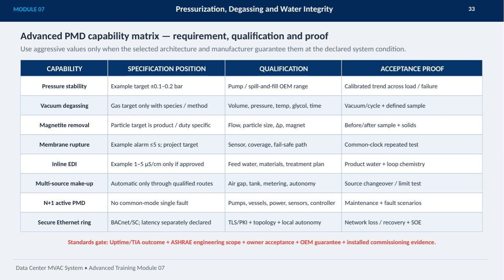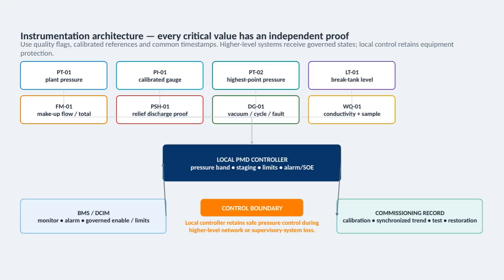Network loss, recovery, and sequence of events logging are all managed to meet rigorous standards gates, which include Uptime and TIA outcomes, ASHRAE engineering scopes, owner acceptance, OEM guarantees, and installed commissioning evidence. This comprehensive matrix ensures the system operates safely, efficiently, and in line with all critical performance demands.